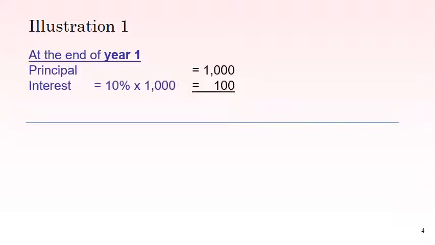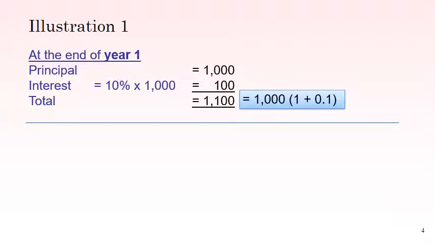At the end of year 1, the principal is 1,000. The interest earned for year 1 is 10% times 1,000 equals 100. It adds up to a total of 1.1k. So the formula can be written as 1,000 times (1 plus 0.1).